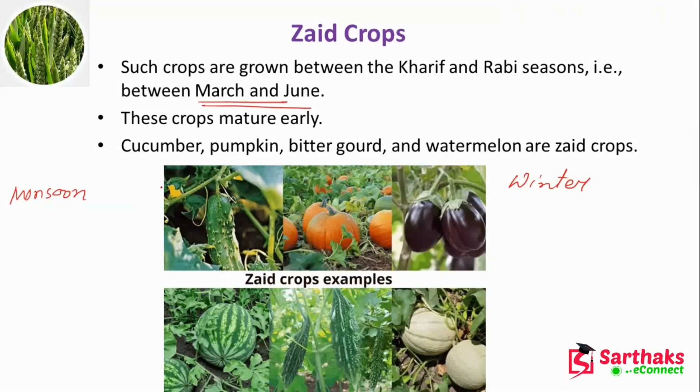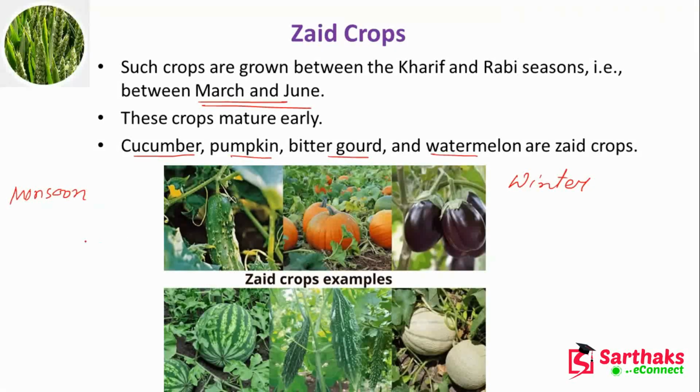We are growing Z crops like cucumber. I think in the summer you take more cucumber. Pumpkin, bitter gourd, watermelon, these are the Z crops. And these crops mature very early. So this is the Z crops.